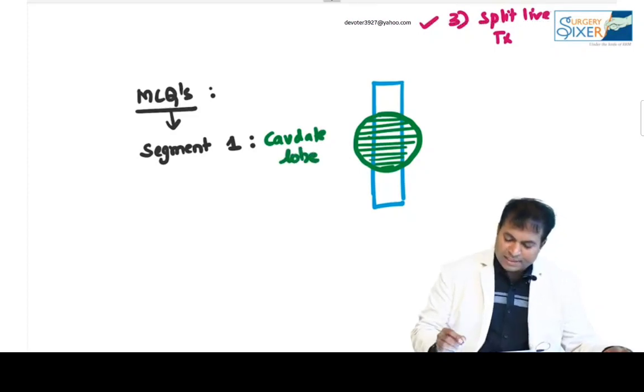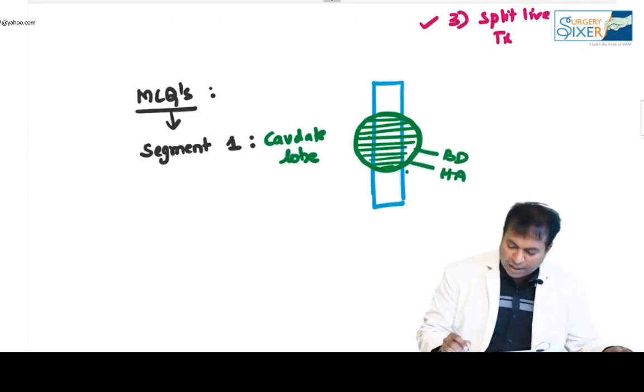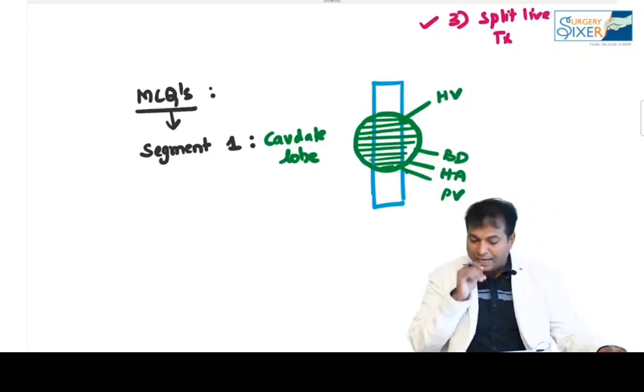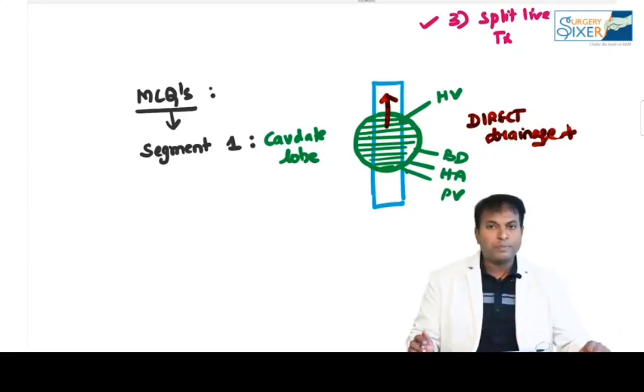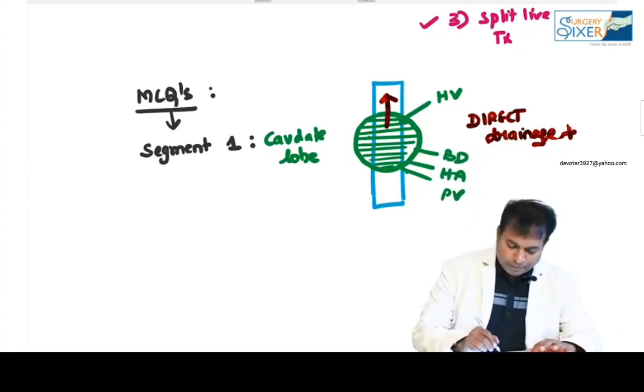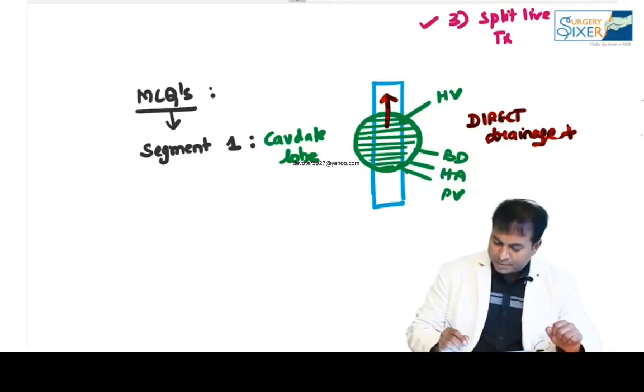The interesting point is it will not only have bile duct, hepatic artery, portal vein, and hepatic vein drainage, it also has direct drainage to IVC. There is a direct drainage to IVC present in caudate lobe. And caudate lobe is further divided into 2 segments. What are they? What are the 2 segments of caudate lobe? There are 2 segments which are dividing the caudate lobe.